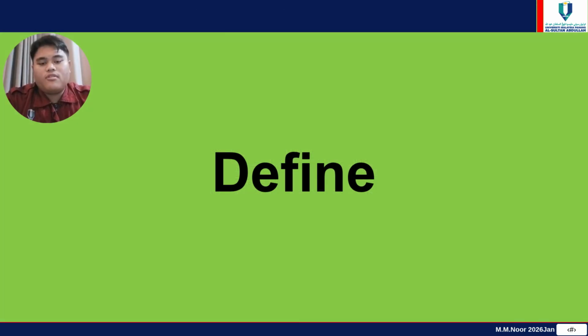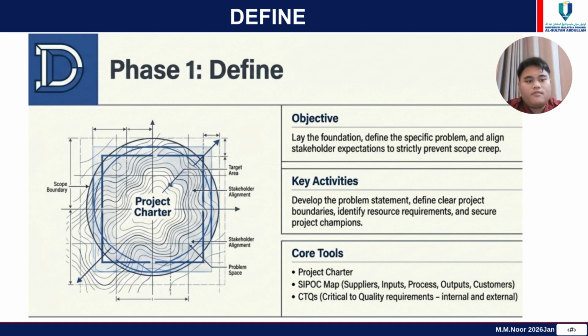We begin with phase 1, define. This phase is all about setting the stage. Before you try to fix anything, you have to clearly identify what you are looking at, what the boundaries are, and ensure everyone involved is on the exact same page. The core objective of the define phase is to lay a rock-solid foundation.